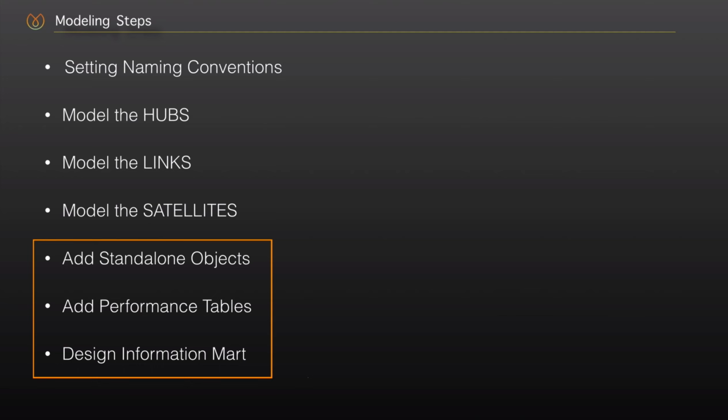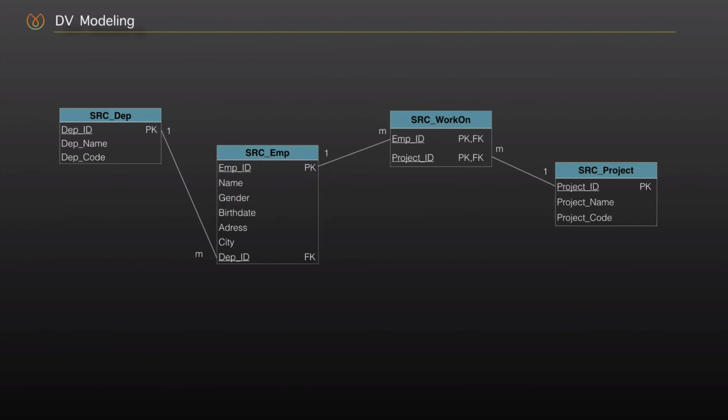So the last three steps are optional here because it totally depends on your business needs and performance expectations on the system. And another critical point here is that as Data Vault supports incremental extension and development of the model, you can start small with a couple of tables to design your model and extend it with further tables iteratively. So now we will design a quick model including the steps we have learned so far.